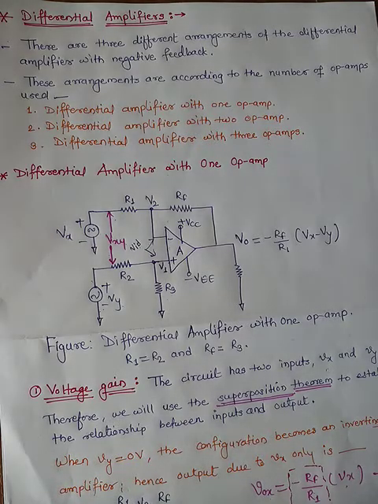Welcome everyone. In this lecture we are going to see one of the configurations of operational amplifier, that is the differential amplifier. There are three different arrangements of the differential amplifier with negative feedback. These arrangements depend on how many op amps we are using, whether one, two, or three operational amplifiers. The three arrangements are differential amplifier with one op amp, with two op amps, and with three op amps.